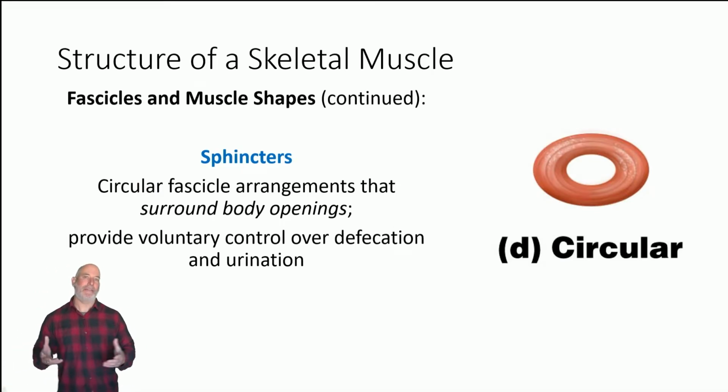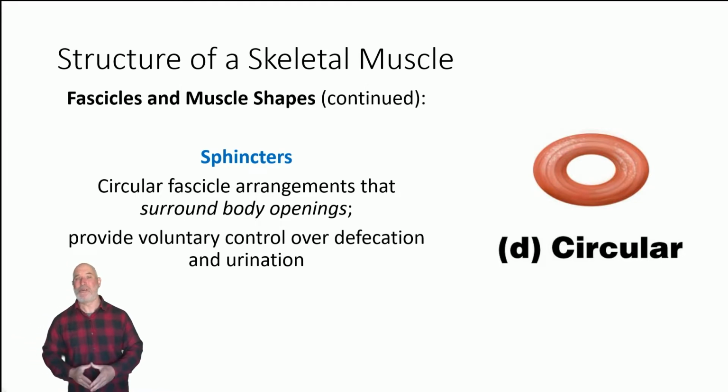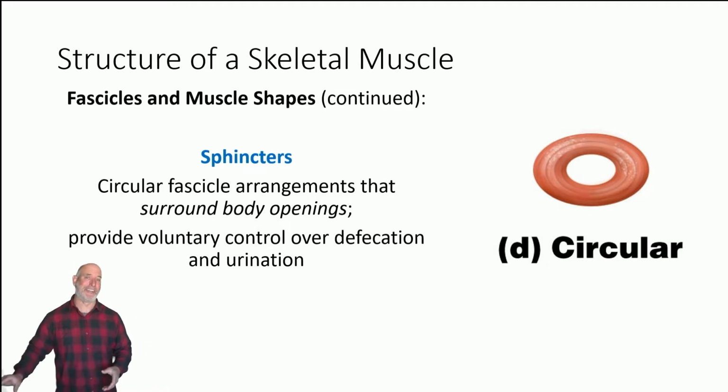We also have sphincters. These are circular muscles, and when they contract, they can close or open. Basically, these surround the body openings. This helps us regulate or control when we go to the bathroom, which is a nice thing.